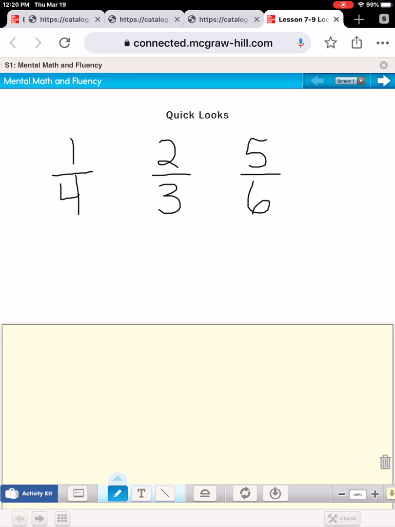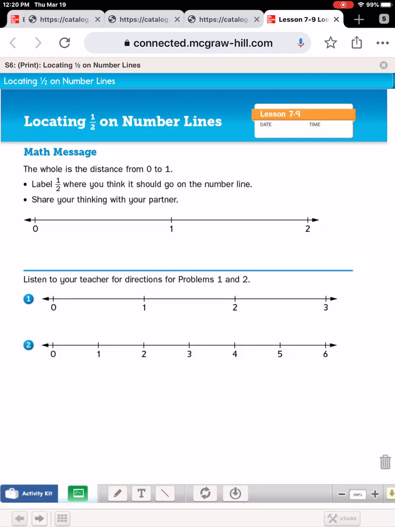All right, now I'd like you to open up your math journal to page 240. It says locating 1/2 on number lines. I'm going to read the math message and you can follow along in your book. It says the whole is the distance from 0 to 1. Label 1/2 where you think it should go on the number line. Share your thinking with a partner. Well, you can't really share your thinking with a partner, but go ahead and label 1/2 where you think it should go on the number line.